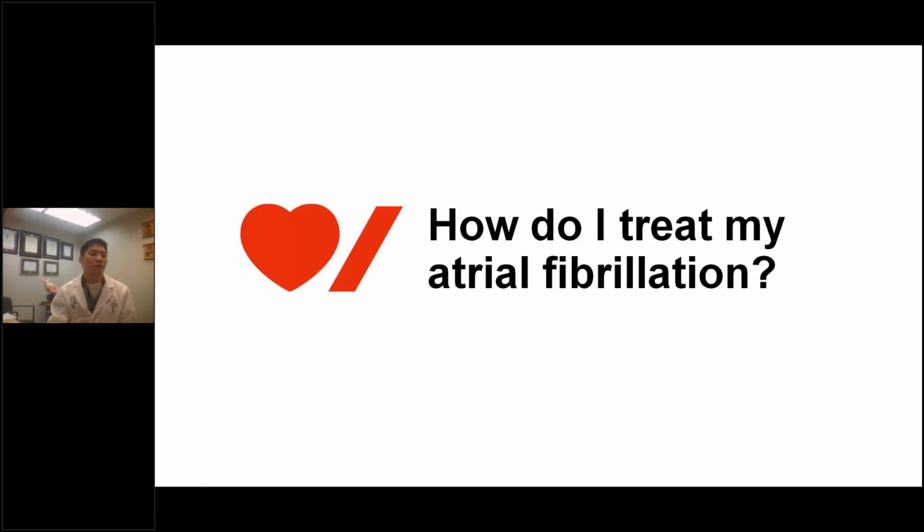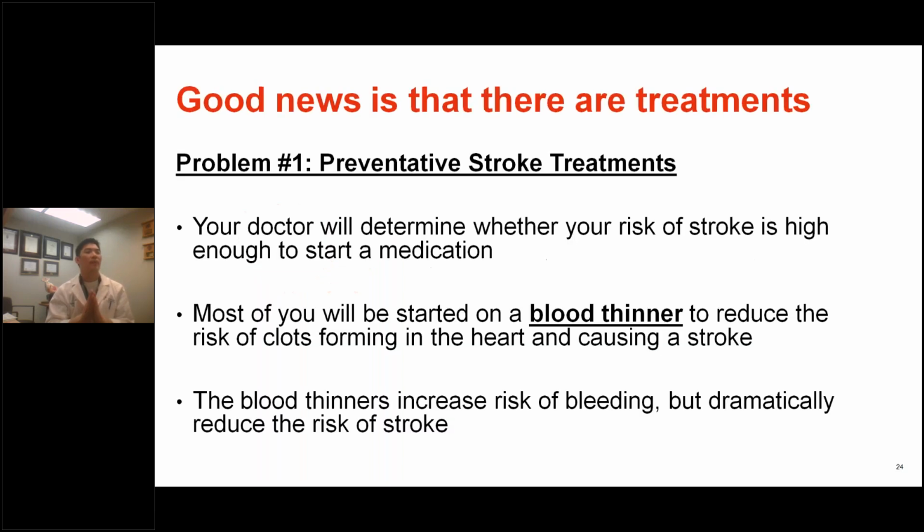So how do I treat my atrial fibrillation? In the last 5 minutes, I'll talk about the treatments. We talk about the treatments for atrial fibrillation based on those two separate problems. So first and foremost, we want to reduce the risk of having a stroke.